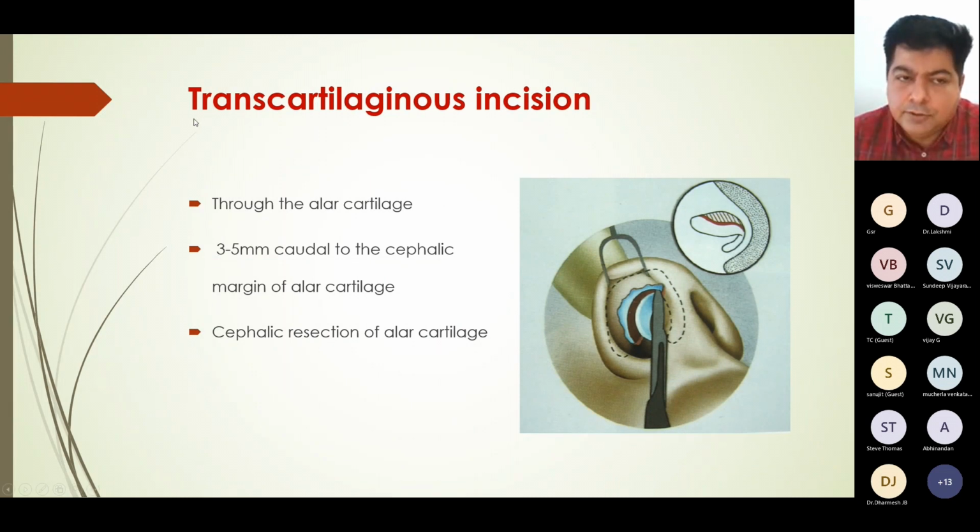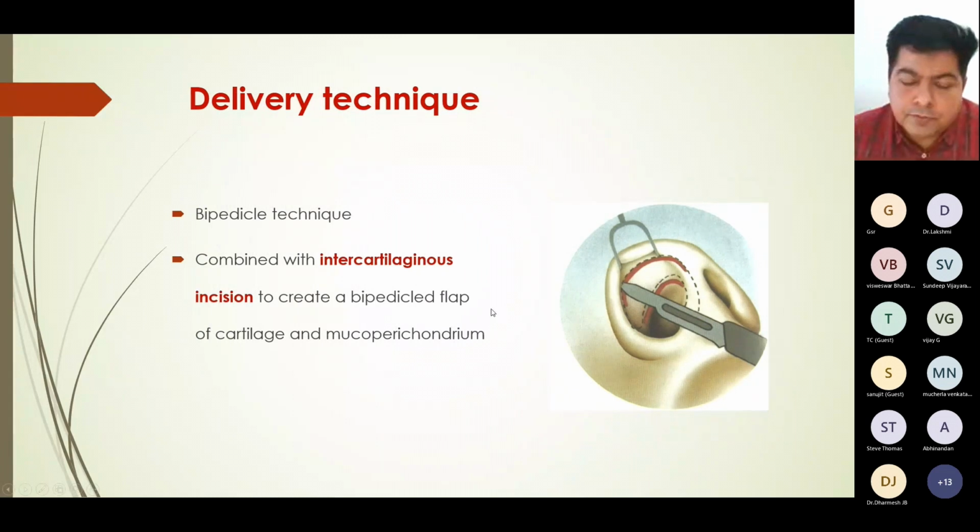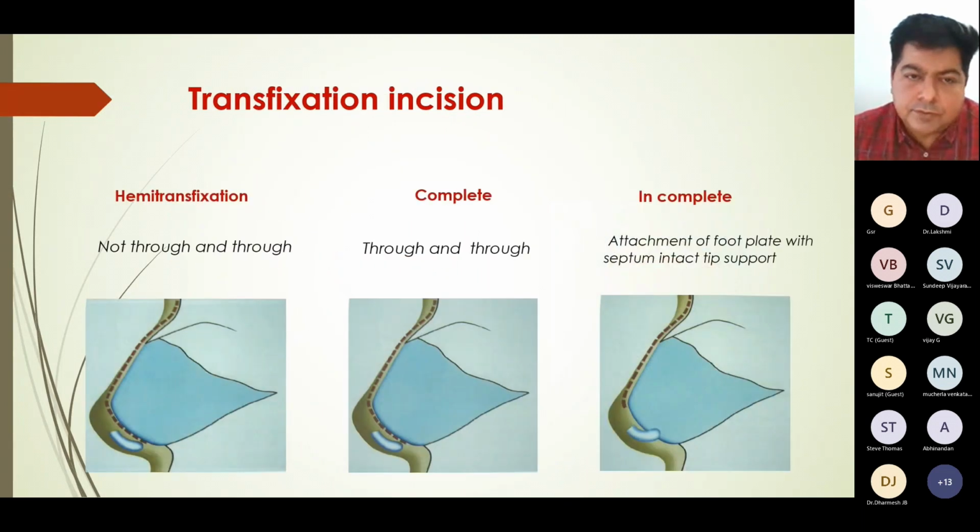And then, just in continuity, is the transcartilaginous incision. As the name signifies, it goes across the cartilage, and here the cartilage is the lower lateral cartilage. This is a form of closed approach, in which the 3 to 5 millimeter caudal part of the cephalic margin of the alar cartilage needs to be divided and brought out in a delivery technique. This is one of the ways of addressing the tip using a closed or semi-closed approach, which is not very popular these days. So then we talked about the lateral incision.